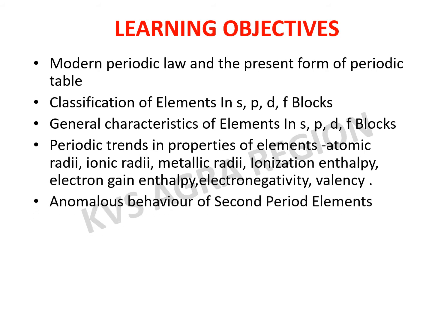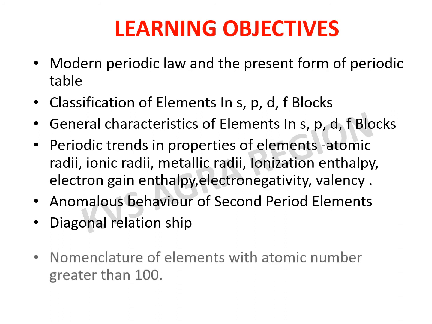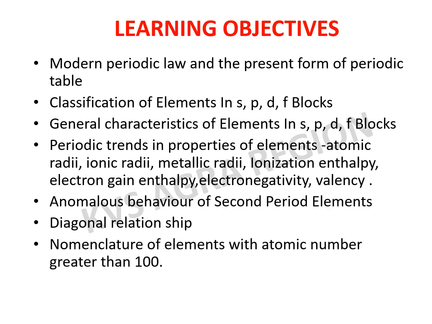Anomalous behavior of second period elements, because they are the first member in their respective groups. Finally, the diagonal relationship between the elements of the second period with the elements of the third period, which are diagonal to each other. Nomenclature of elements with atomic number greater than 100.